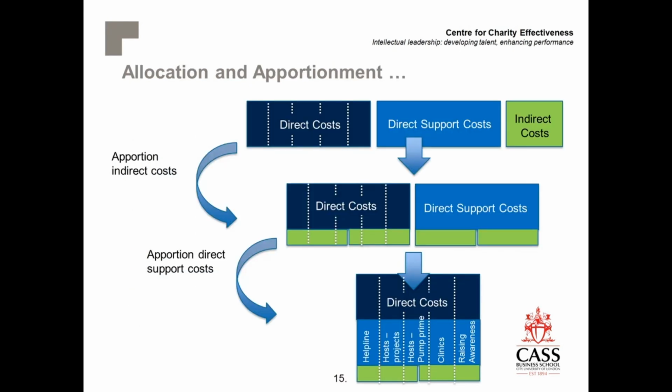So we're now on to allocation and apportionment. Allocation is putting the costs into the big buckets. So direct costs, direct support costs, and indirect costs we've talked about. We're then going to apportion the overheads or the indirect costs. We're then going to apportion direct support costs into the different projects so we can see really how much they cost. And so we're going to allocate money and we're going to apportion money into the different projects to understand how much it really costs.